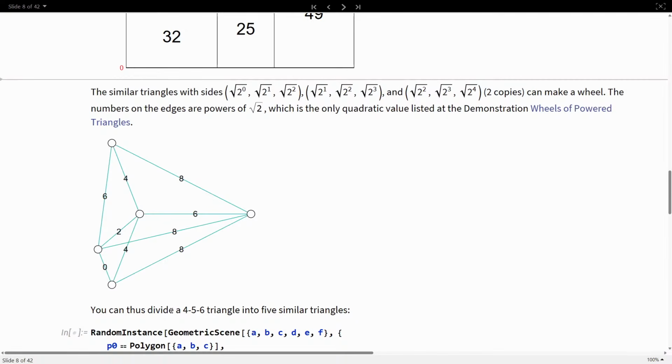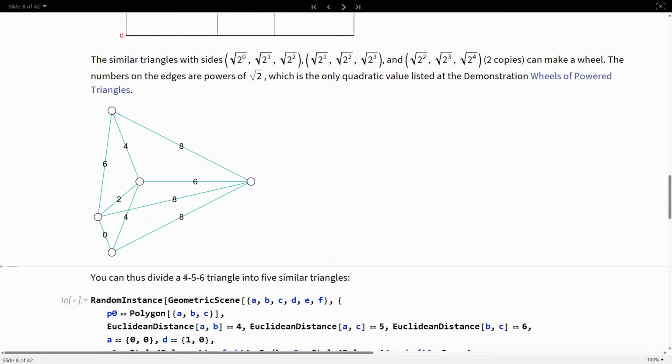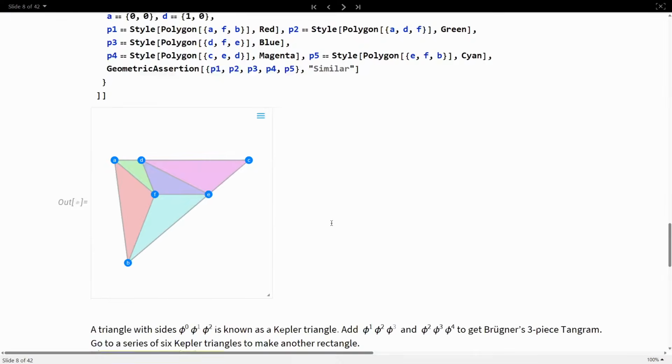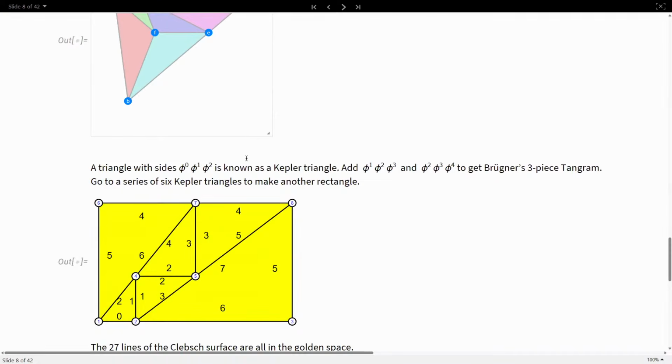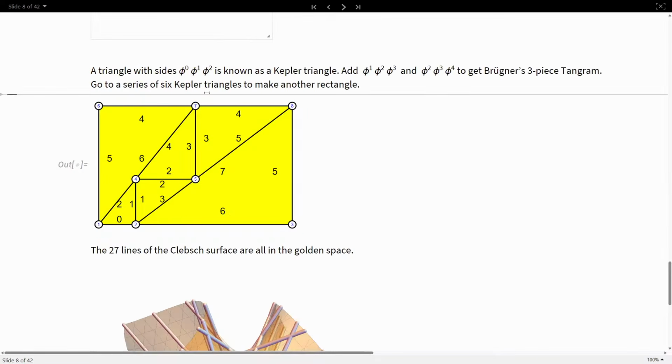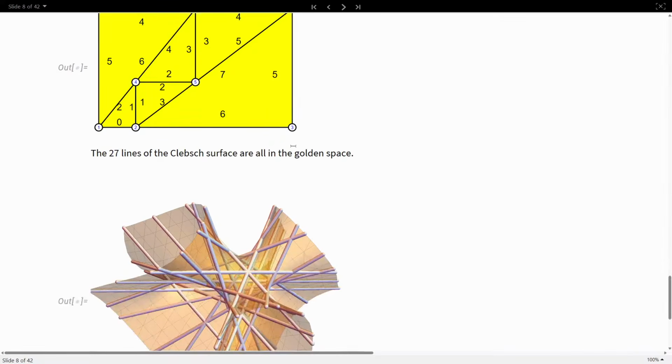And this gives a weird way of dividing up a 4, 5, 6 triangle as shown here. So this is length 4, length 5, and length 6. And this is a bizarre way of dividing that triangle up into similar triangles. We can also divide up a rectangle into a series of similar triangles like this.